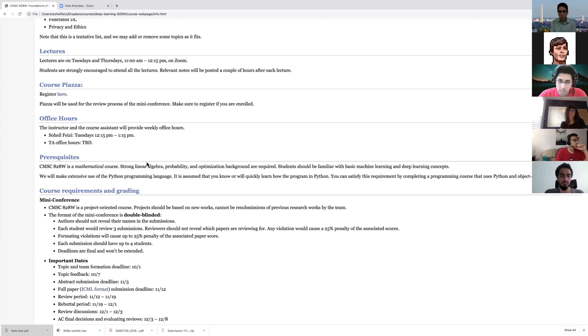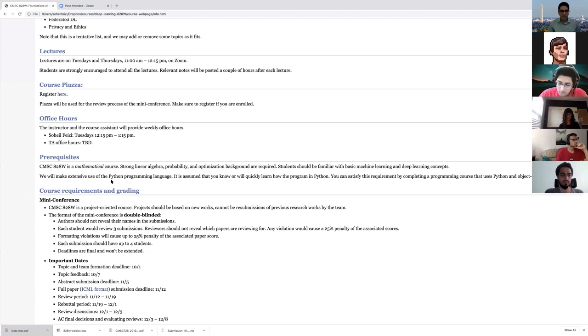In terms of the background, as I mentioned, this is an advanced course. So you need to have a strong background in linear algebra, probability, and optimization. And also you need to have some basic background in machine learning and deep learning. Otherwise, it will be hard for you to follow some of the lectures that we'll have. And obviously, you need to have some programming background in Python.